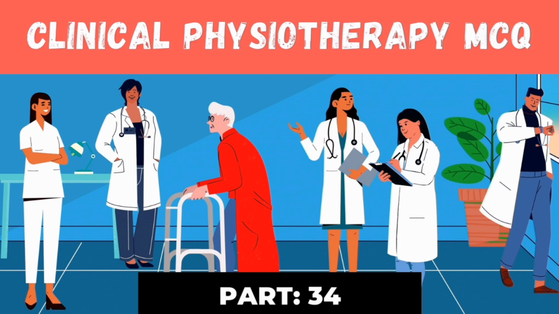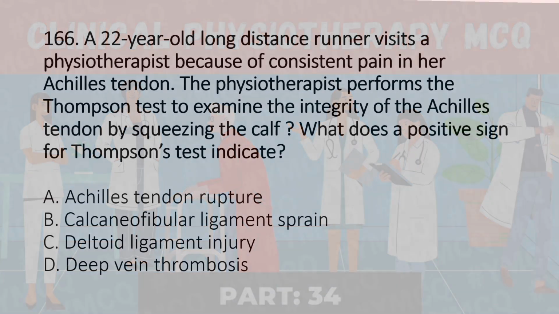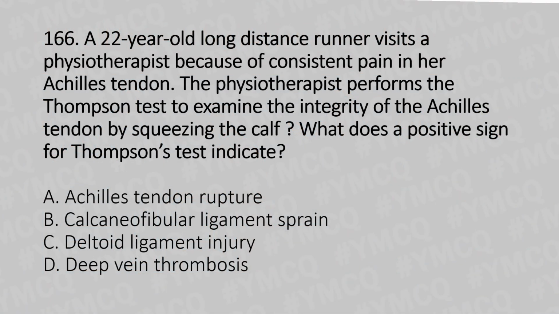Now let's move to question number 166. A 22-year-old long-distance runner visits a physical therapist because of constant pain in her Achilles tendon. The physiotherapist performs the Thompson test to examine the integrity of Achilles tendon by squeezing the calf. What does the positive sign of Thompson's test indicate?